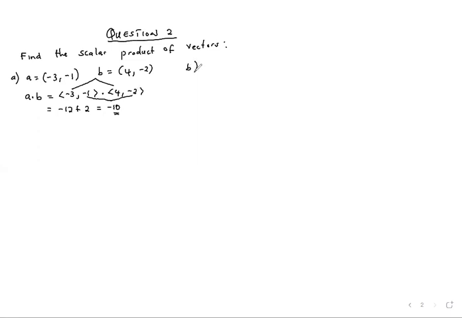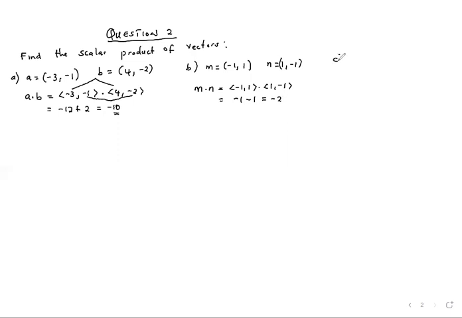B, M is equal to (-1, 1). N is equal to (1, -1). Then M dot N is (-1, 1) dot (1, -1). So it's a scalar. -1 times 1, you get -1. 1 times -1 get -1, giving us -2.